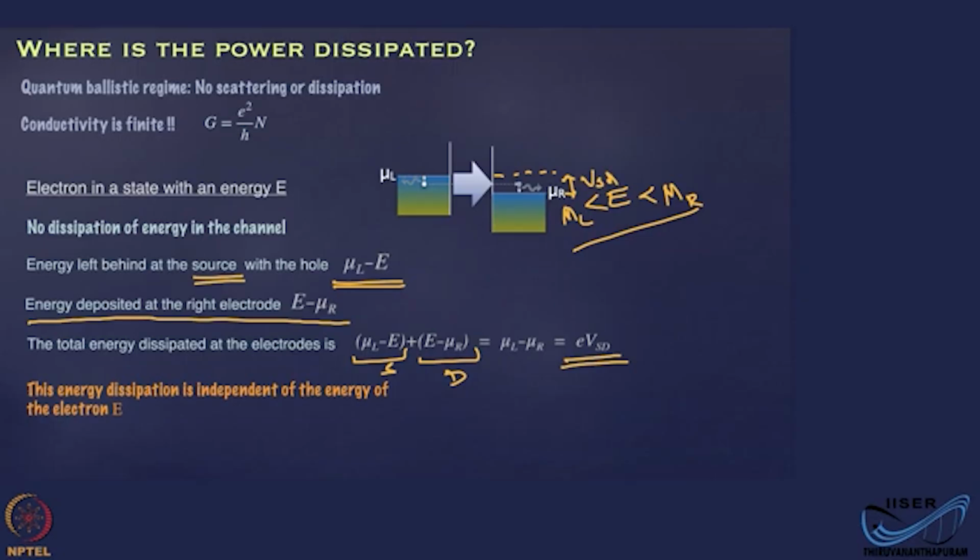So what we are seeing is the energy dissipated by the electron when it is in a level on the source side between mu L and mu R is independent of E, because that is just eVSD, the applied voltage. It doesn't depend on which level the electron has started and which level the electron has ended. It actually just depends upon the potential difference between the source and drain side, or mu L minus mu R. It is an interesting point.